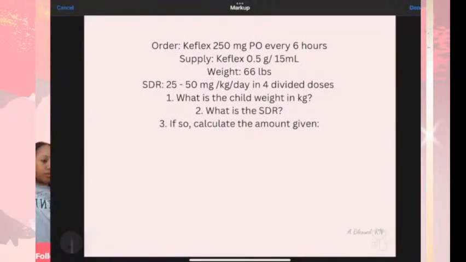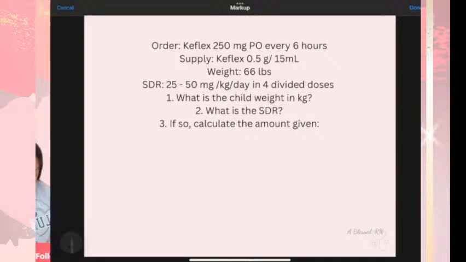So here's a safe dose. Okay, so Keflex 250 milligrams by mouth every 6 hours. Supplied: Keflex 0.5 grams per 15 mLs. Weight of the patient is 66. Safe dose range is 25 to 50 milligram per kilogram per day in 4 divided doses. What is the child's weight in kilograms? What's the safe dose? And if it's safe, then calculate the amount to give.